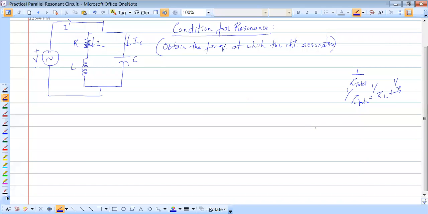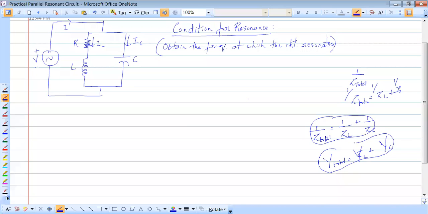I'll write it again for you. If it is impedance, then 1 by Z total is equal to 1 by the impedance of the branch where the inductor is connected plus 1 by the impedance of the branch where the capacitor is connected. Fine. So what would be the total admittance of the circuit? Total admittance would be Y total equal to YL plus YC. So this, which is in terms of impedance, would come in terms of admittance like this.